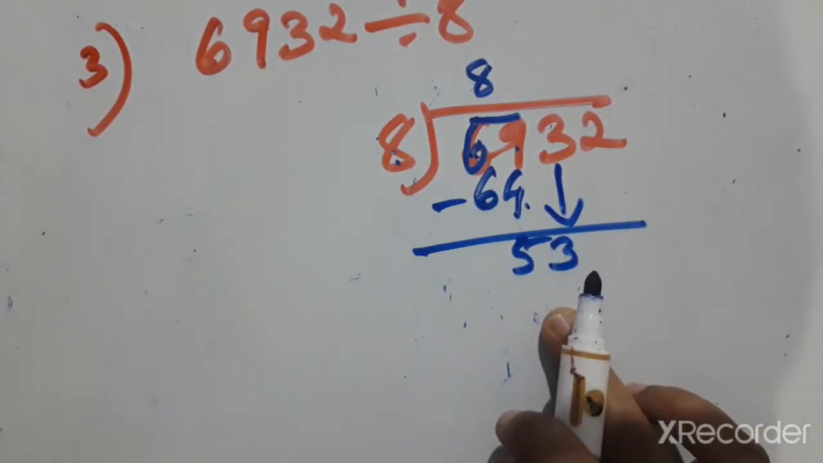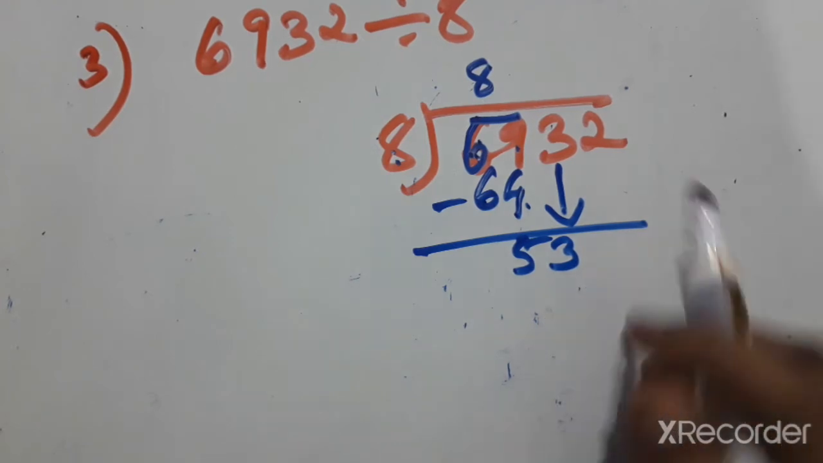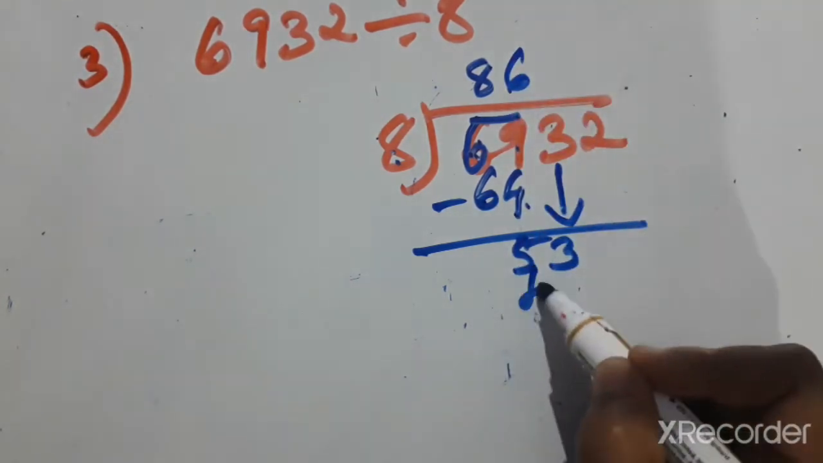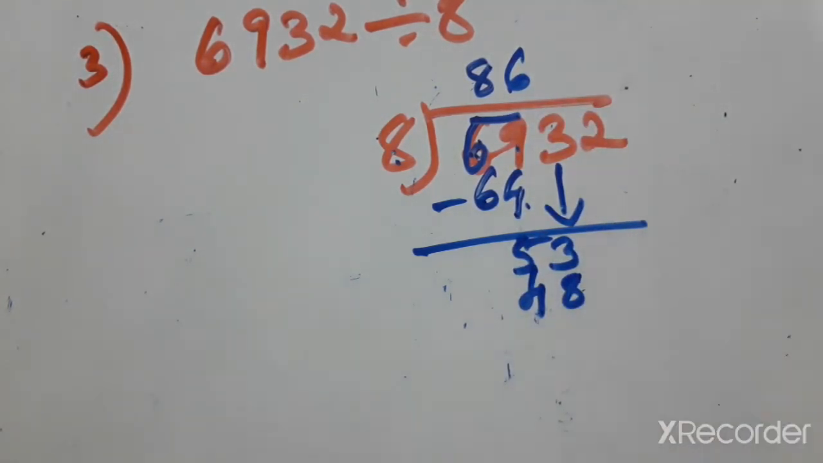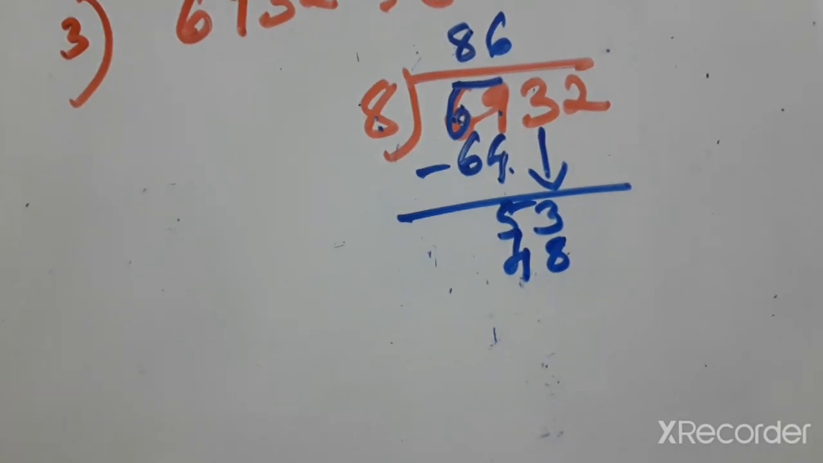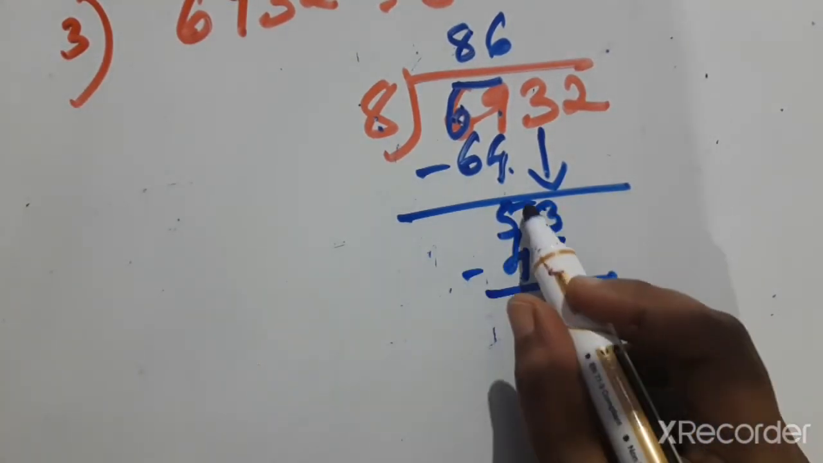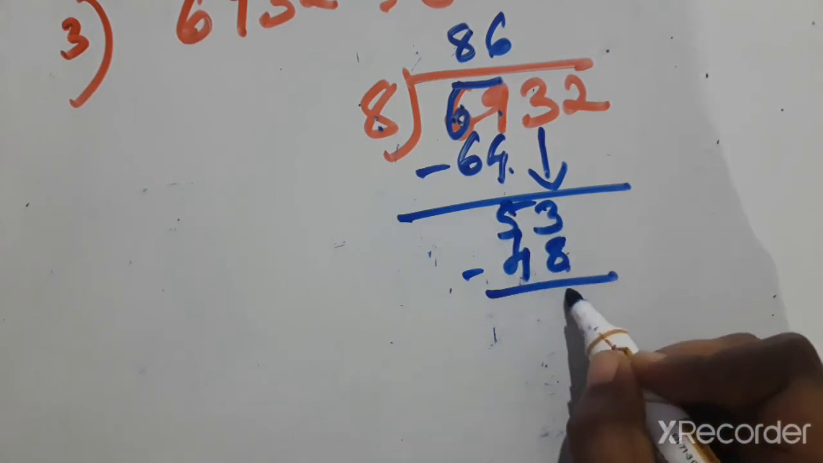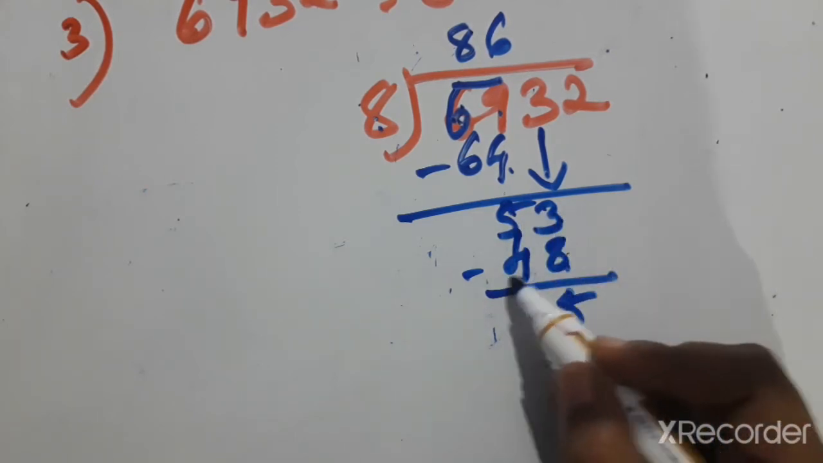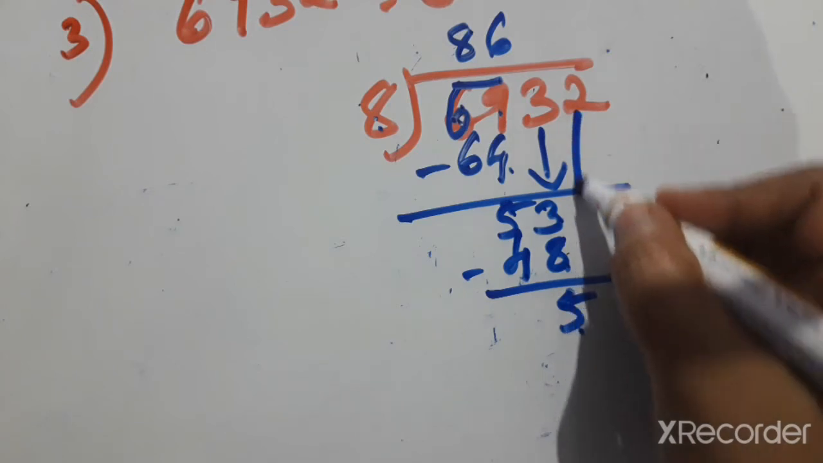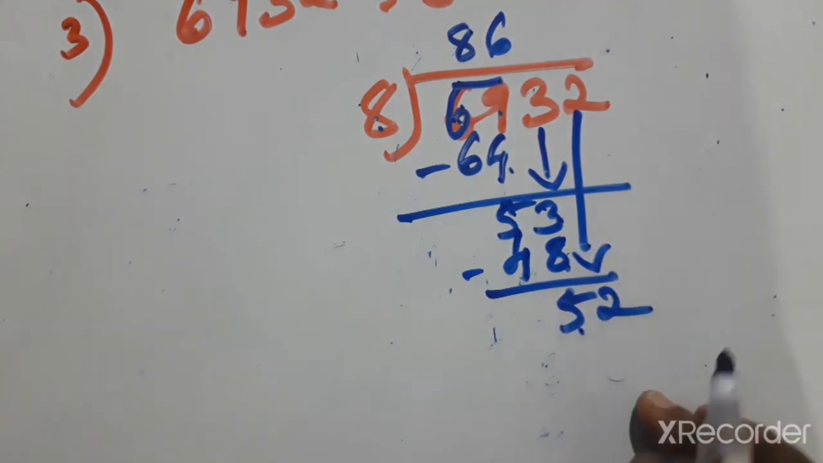Nearer to 53, 8 how much are? 8 6s are 48. Minus 13. Now 3 minus 8 we can't subtract, so 13 minus 8 means 5. 53 minus 48 is 5. Subtraction after subtraction. Then bring this 2 down, 52.